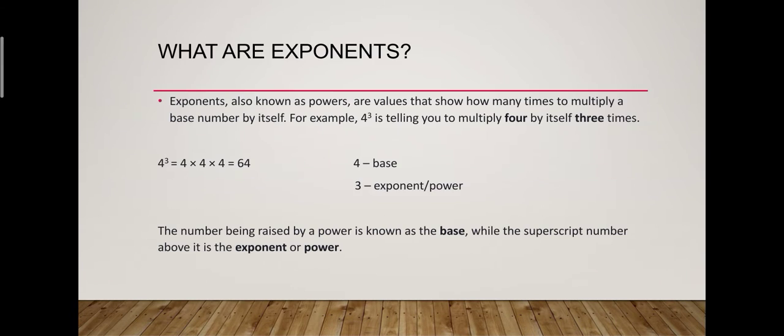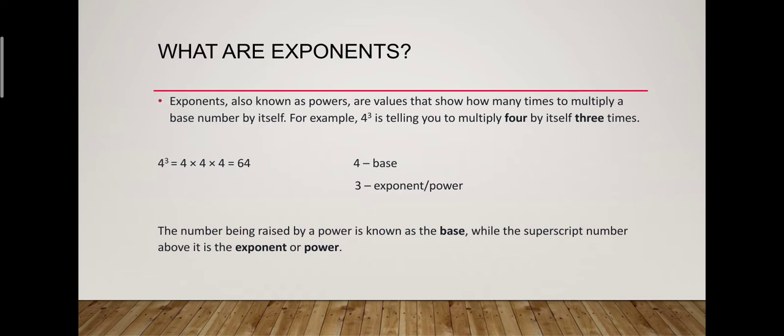Law of exponents. What are exponents? Exponents, also known as powers, are values that show how many times to multiply a base number by itself. For example, 4 to the power of 3 is telling you to multiply 4 by itself 3 times. So we have 4 times 4 times 4 equals 64.